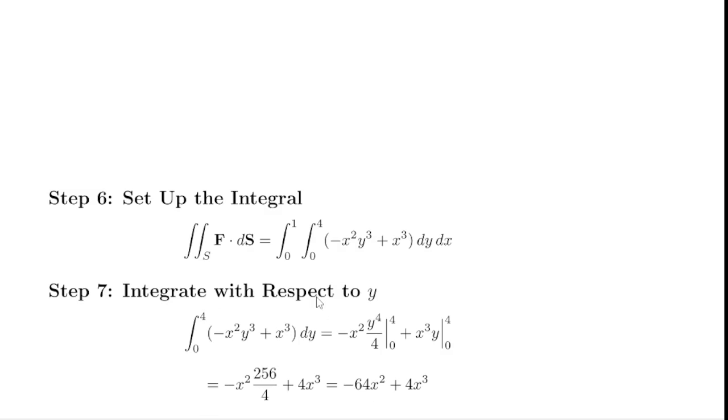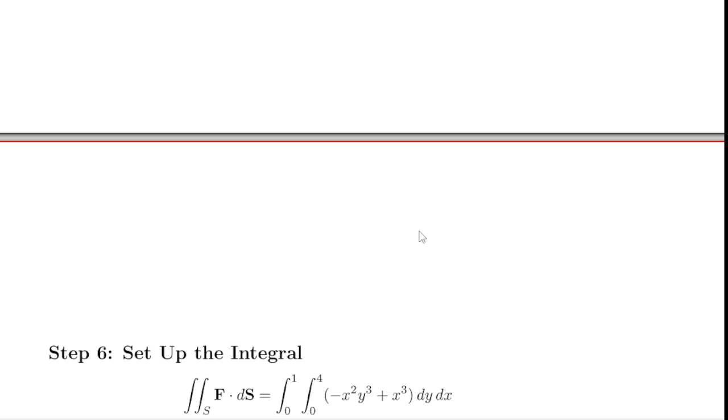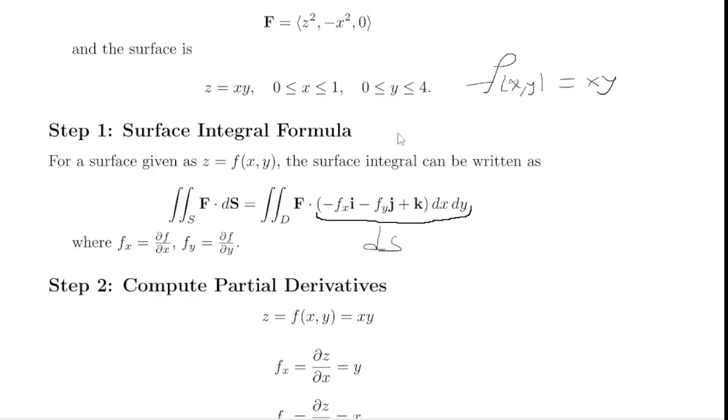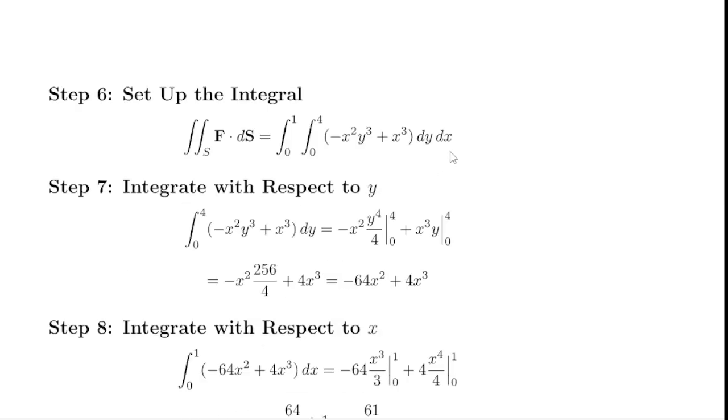And we need to set up the integral here. So if we go back up, we said y was between 0 and 4, and x was between 0 and 1. So those are the bounds that we're using here. And we're going to go in the order of dy dx. But it doesn't really matter which order you go in. So first we integrate with respect to y.